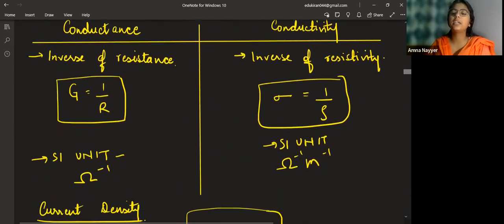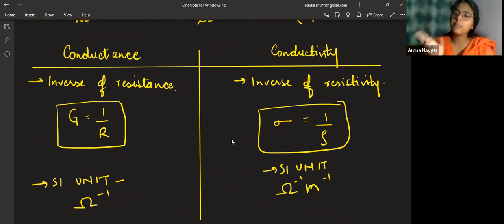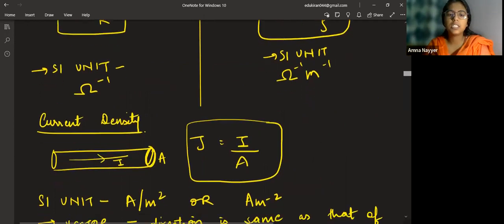Then these two quantities, conductance and conductivity. See, resistance is R, and ohm is its SI unit. Just reverse it: 1 by R becomes your conductance, and ohm inverse is the SI unit for conductance. In the same way, the inverse of resistivity becomes conductivity, and since the SI unit of resistivity was ohm meter, this becomes 1 by ohm meter, or ohm meter inverse. That is conductivity. So you should remember these formulas.